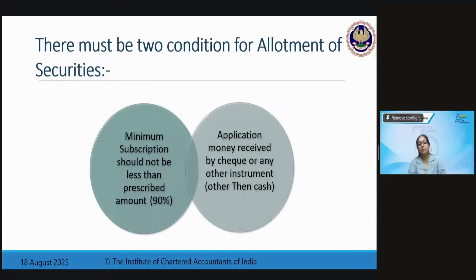So the minimum subscription should not be less than 90%. And the application money that is to be received shall be received by check or any other negotiable instrument, but not cash. So two conditions होती है सिक्योरिटीज अलॉट करने से पहले. आपके पास मिनिमम सब्सक्रिप्शन का पैसा आ जाना चाहिए, क्योंकि 90% of the money should have been received, and whatever application money you're receiving should be coming in check form and not cash.